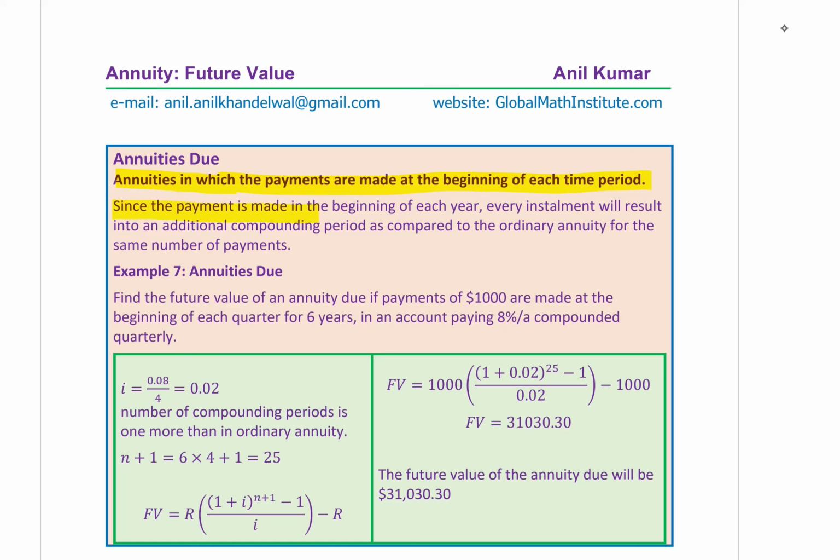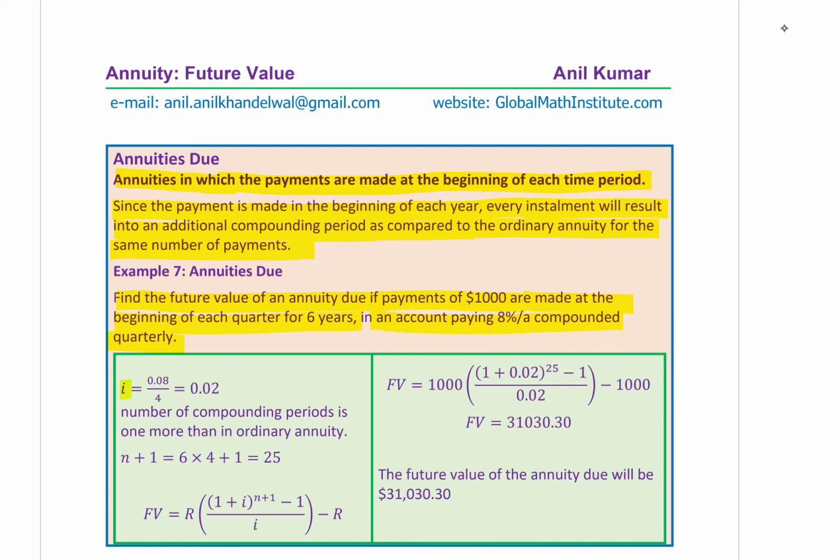Since the payments are made in the beginning of each year, every installment will result in an additional compounding period as compared to the ordinary annuity for the same number of payments, correct? Because you paid in the beginning, so at the end of the year, there'll be interest accumulated on it, right? Now, the question here is find the future value of an annuity due if payments of 1,000 are made at the beginning of each quarter for 6 years in an account paying 8% per annum compounded quarterly.